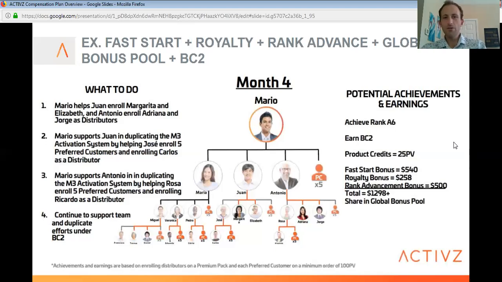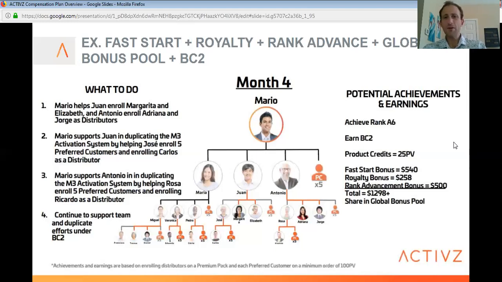So Mario has been rocking and rolling on his 4th month. He's achieved the rank of A6. He's earned that 2nd business center. He's got the product credits there, fast start bonus of 540, royalty bonus of 258, a rank advance bonus of 500 for hitting A6. So fourth month, he's earned almost $1,300 plus a share in the global bonus pool.